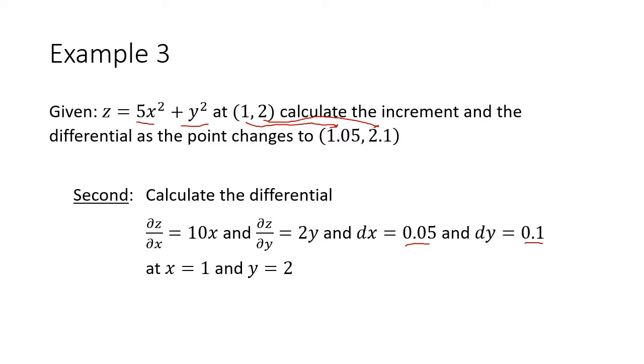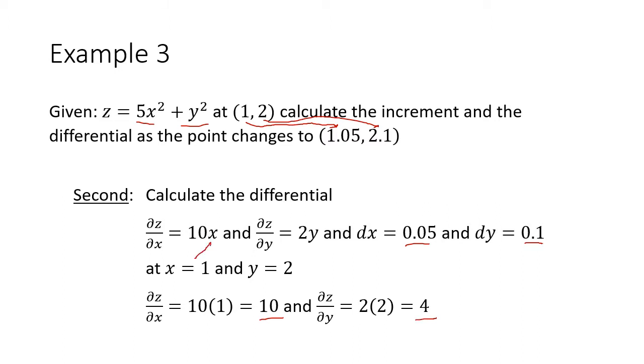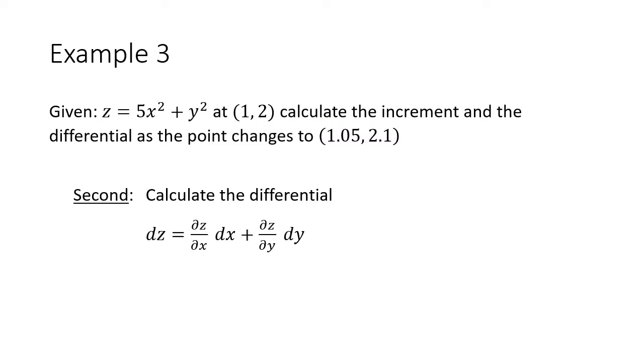And if I just plug in x equals 1 and y equals 2 into my two partials, well, that's pretty straightforward. The partial with respect to x is just 10. The partial with respect to y is just going to be 4. And again, the idea is I'm plugging in those values into my partials that I found. Well, now I can plug everything into my differential equation. I'm replacing my partial with respect to x with 10, my partial with respect to y with 4, and then my dx and my dy.